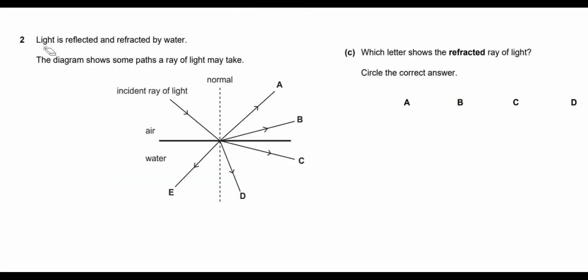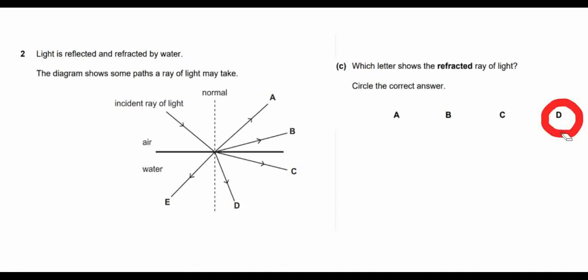Question 2C. Which letter shows the refracted ray of light? Circle the correct answer: A, B, C, or D. Now, refracted. 10 seconds. 10, 9, 8, 7, 6, 5, 4, 3, 2, 1, 0. Let's open up the answer. It is D.